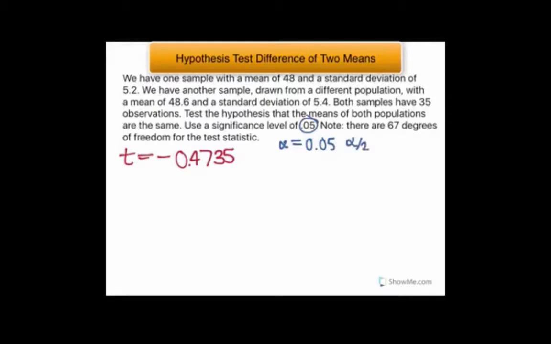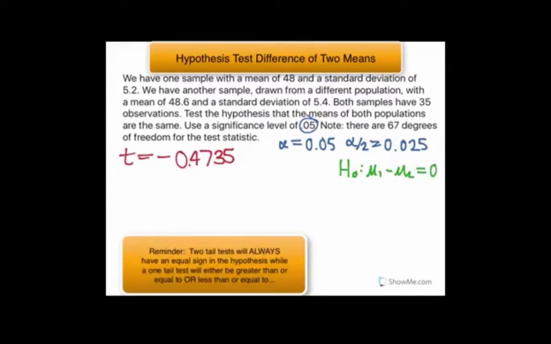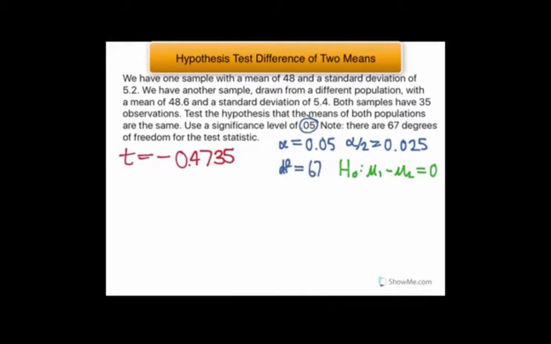And because this is a two-tailed test, we're going to want to divide alpha by 2, 0.025. And it's a two-tailed test because, remember, our null hypothesis has an equal sign in it. And whenever you have an equal sign in your hypotheses, that means it's a two-tailed test. Our degrees of freedom was 67. And like I said before, the formula for that is complicated, and that's why you'll typically be given the degrees of freedom for a test like this.